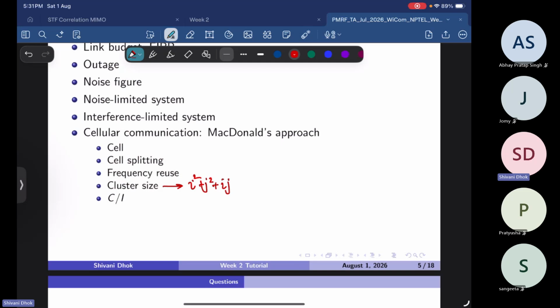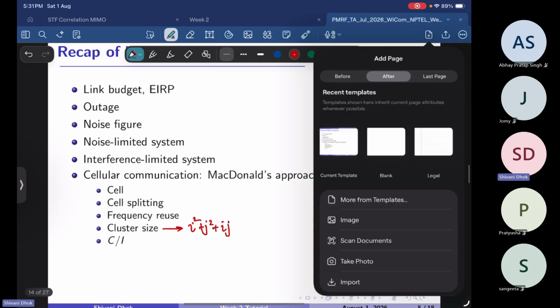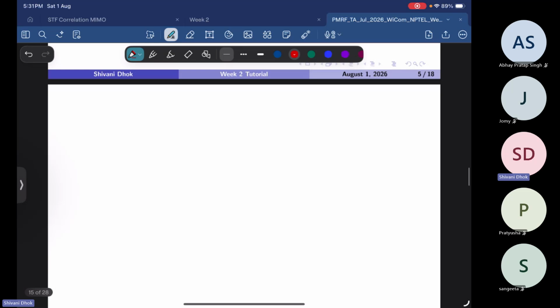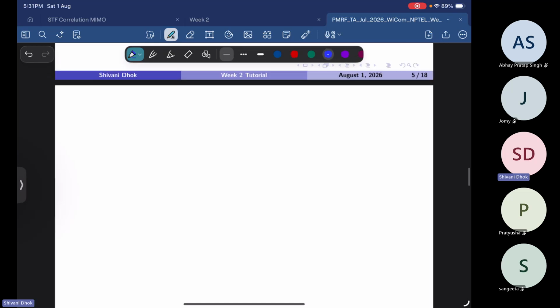We'll solve questions, and at that time we'll discuss more into this. But maybe before going ahead, I'll just note down some key terms in the cellular concept.